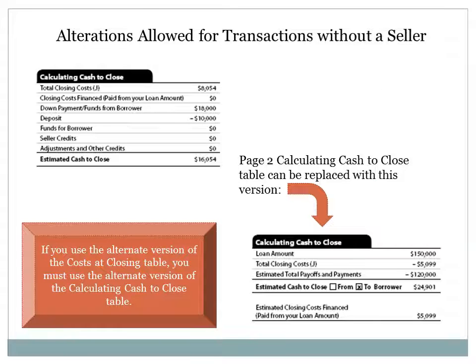The next permitted alteration for transactions without a seller would be on page 2. The calculating cash to close table that we saw on our purchase transaction could be replaced with the alternate one that's reflected down here on the bottom right corner of this page. Something to note here though, if you use the alternate version of the cost at closing table that we saw on the previous slide, you must also use the alternate version of the calculating cash to close table that we see here.